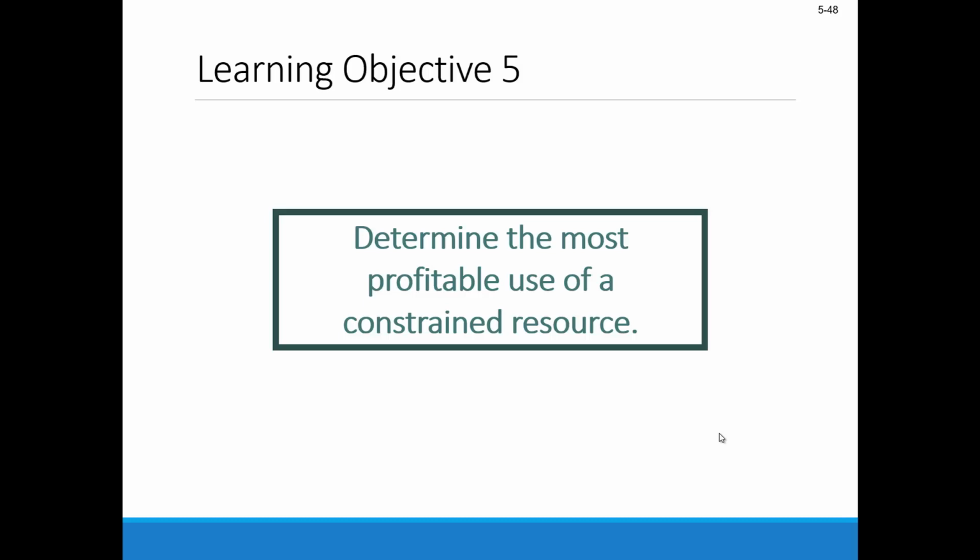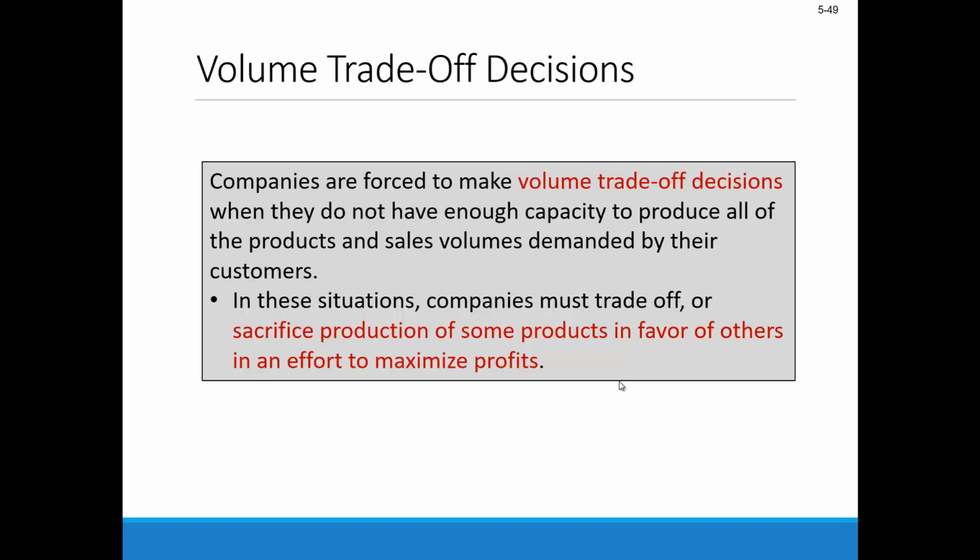The first is learning objective 5, determining the most profitable use of a constrained resource. Companies don't always have unlimited resources and unlimited capacity to make all the different products at the projected volumes they would want to. So in that case, they're forced to make some kind of volume trade-off decisions to figure out what they're going to spend their time making.